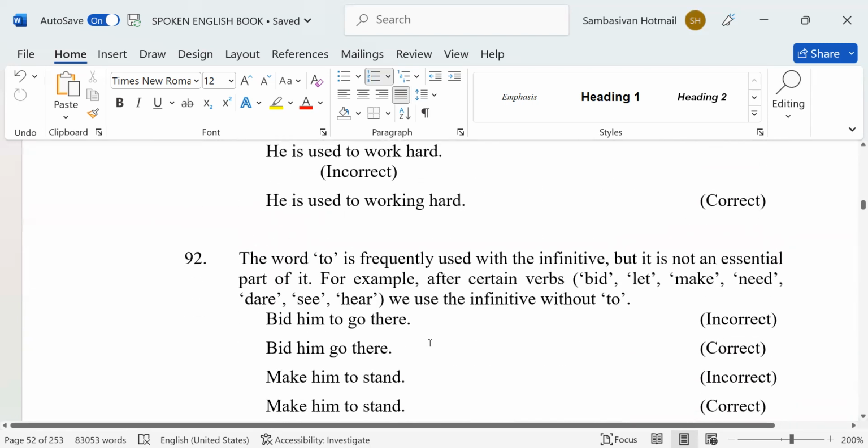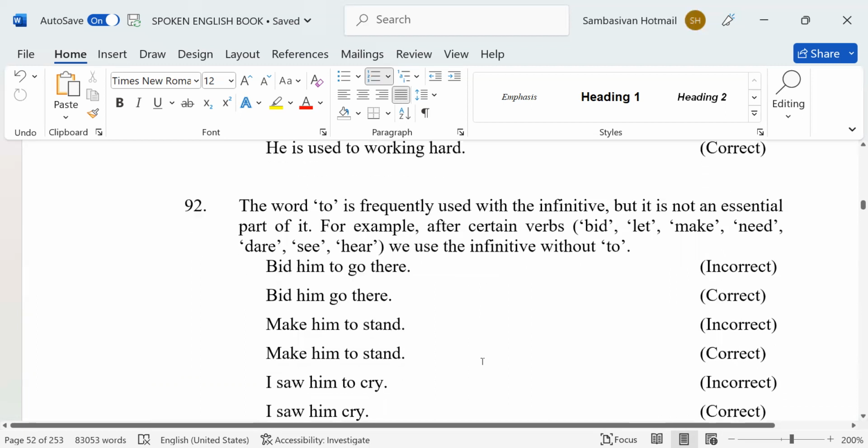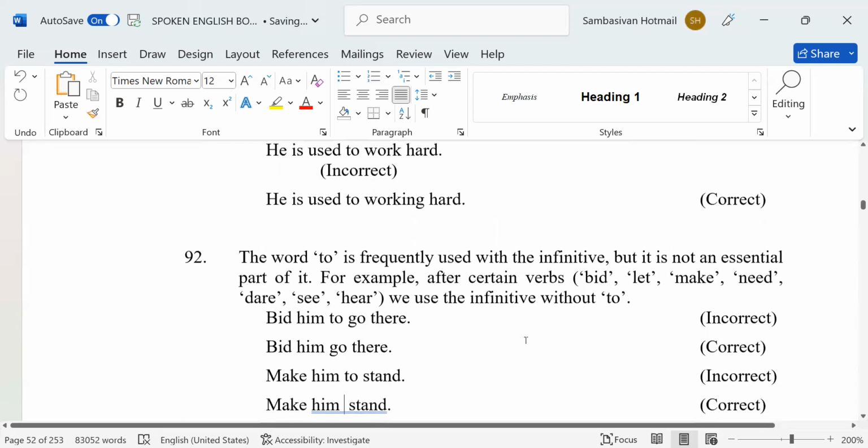Correct. The word to is frequently used with the infinitive, but it is not an essential part of it. For example, after certain verbs, bid, let, make, need, dare, see, hear, we use the infinitive without to. Bid him to go there. Incorrect. Bid him go there. Correct. Make him to stand. Incorrect. It should be make him stand.